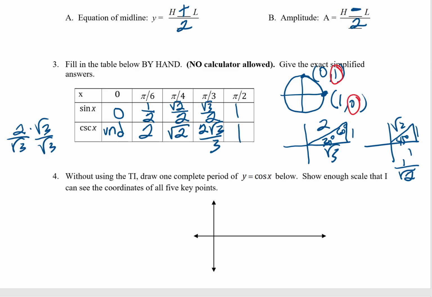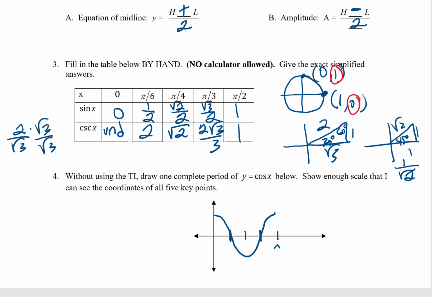Problem number 4. Just a refresher on the basic graph of the cosine function. I want one period only, and I want enough scale so I can understand the coordinates of the 5 key points. The regular cosine function is the vase, and so I can draw that on there. There's the ending. Here's the middle spot. Here's sort of the first tick mark and the third tick mark. I'm going to have to label all of those.